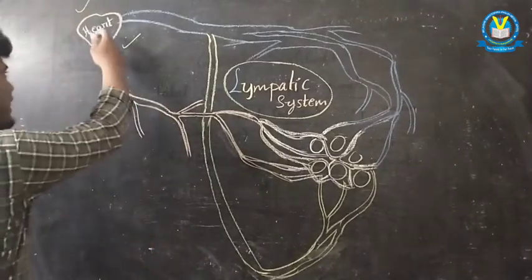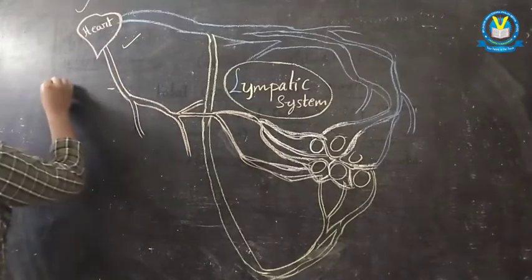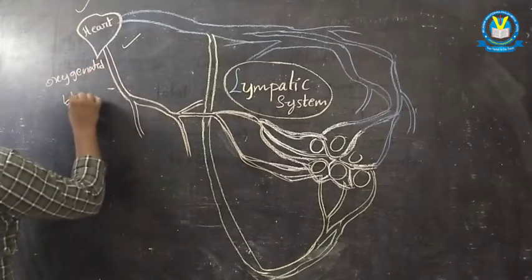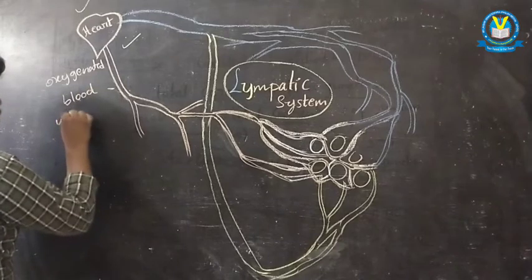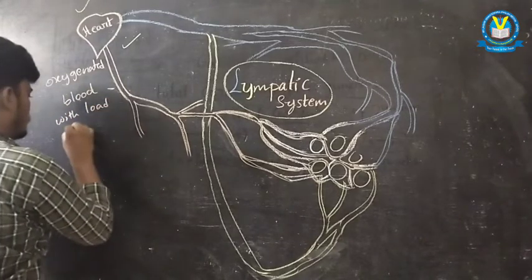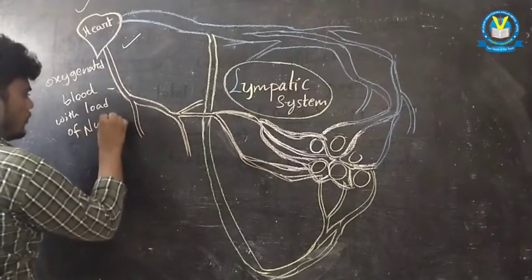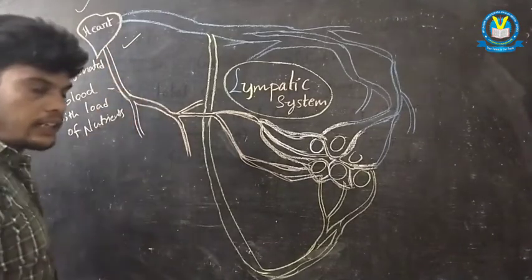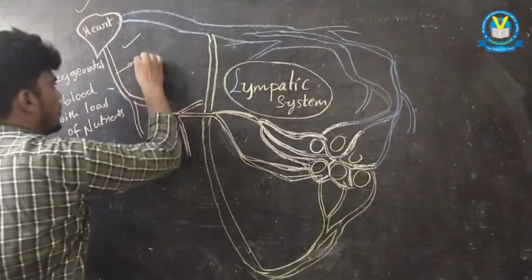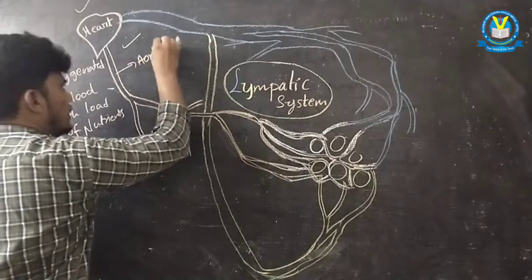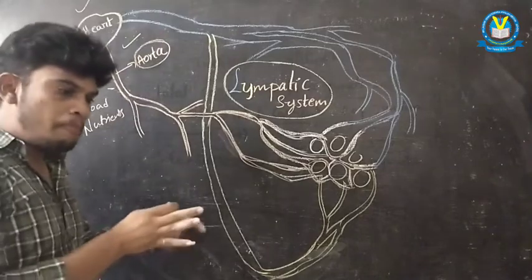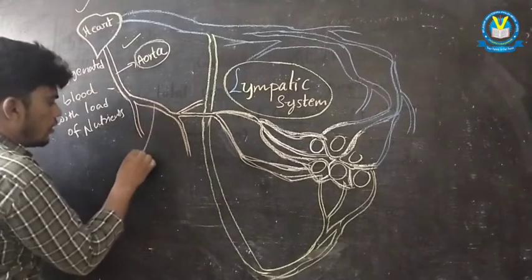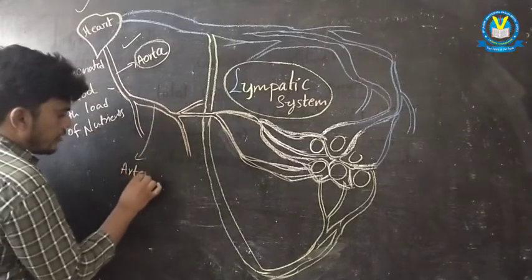When the heart contracts, oxygenated blood with a load of nutrients passes through the biggest artery, that is the aorta. Then this aorta branches into small vessels. They are called arterioles.